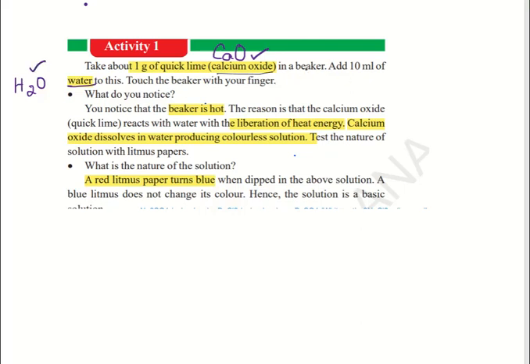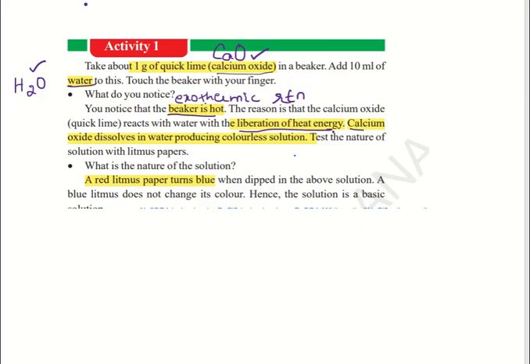Then he says to mix both of them and you have to touch the beaker with your finger. What do you feel? The beaker is hot. That means it is an exothermic reaction. Write down here that it is an exothermic reaction. Liberation of heat energy. Underline liberation of heat energy.